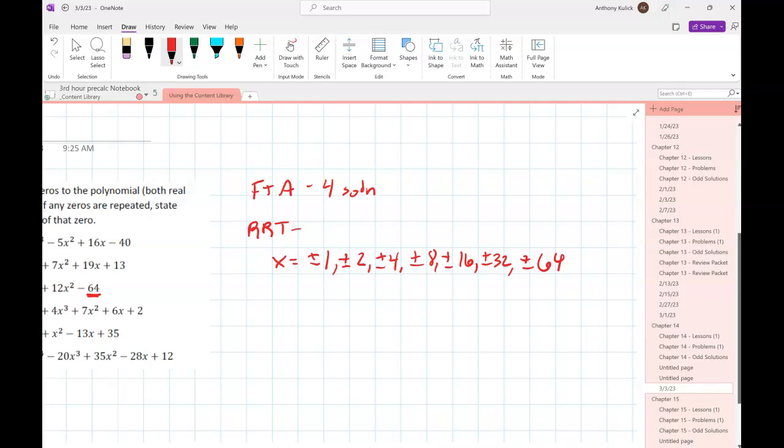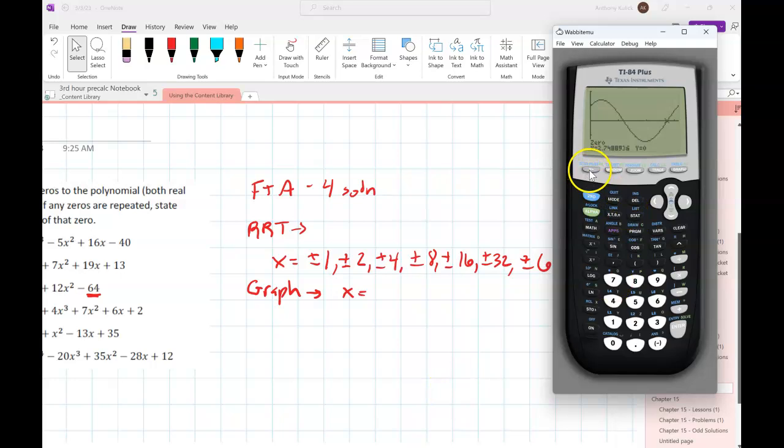Now, to figure out which one of these I'd want to start my synthetic division with, I'm going to look at the graph, and I'm specifically going to be looking for where the x-intercepts are. So I'll just graph x to the 4th plus 12x squared minus 64, on just our standard window. It looks like I see some x-intercepts at -2 and +2.